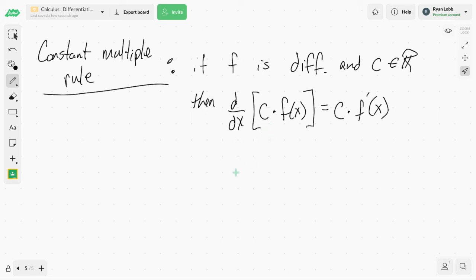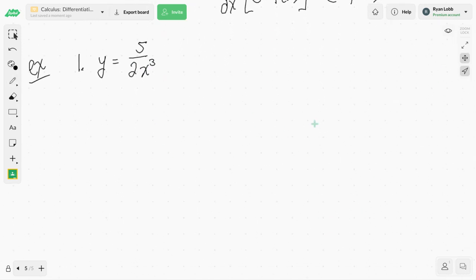So how do we use this? Where does this pop up? Well, for instance, some examples here. If we had y equals 5 over 2x cubed, what's y prime? Again, don't just take the derivative of this x cubed in the denominator. We've got to first think about rewriting. So this would be 5 halves times x to the negative third.